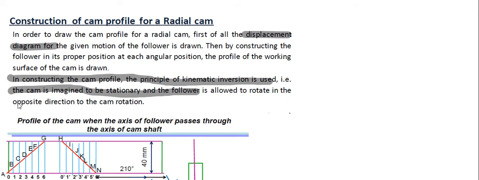This is the principle that we use to have the cam profile diagram drawn. So kinematic inversion takes place, which means we can modify the mechanism. We are imagining that the cam is stationary and the follower is rotating in the opposite direction of the actual cam rotation. So if you ask what is the basic principle of drawing a cam profile, this is the kinematic inversion principle.